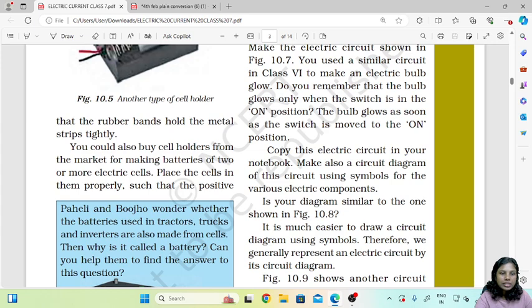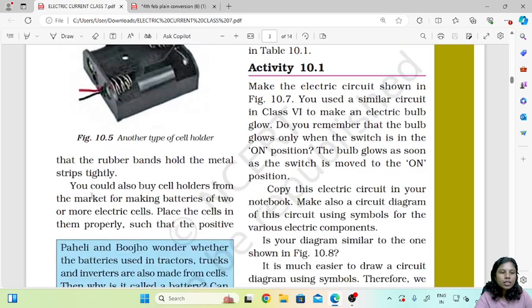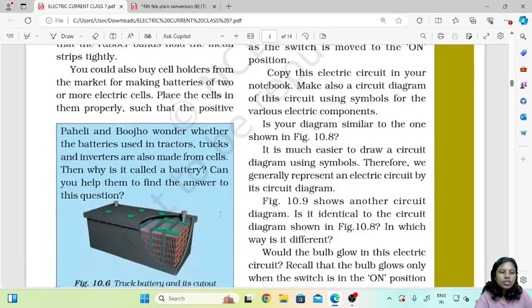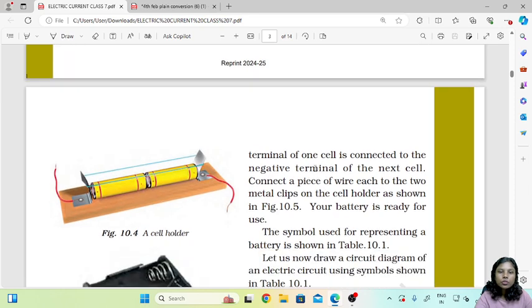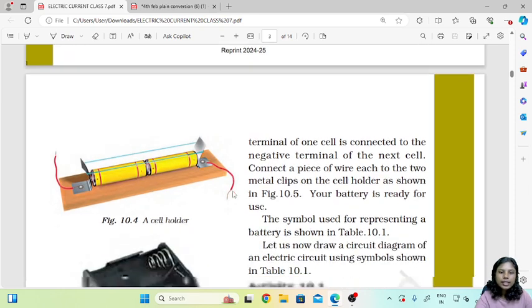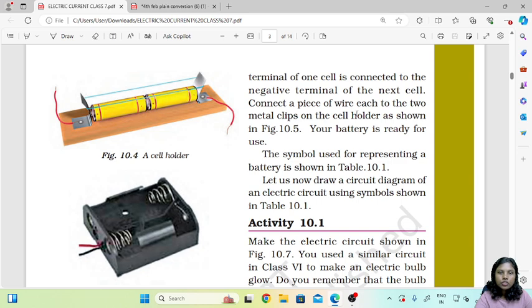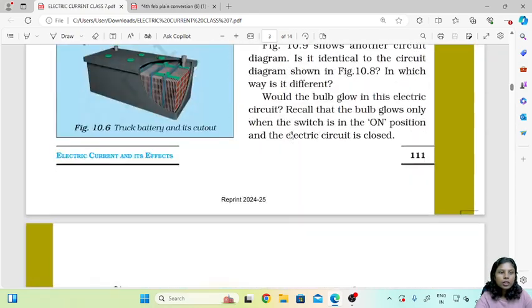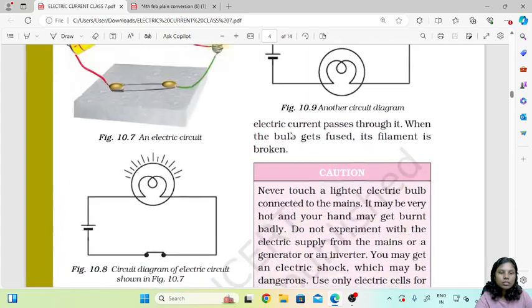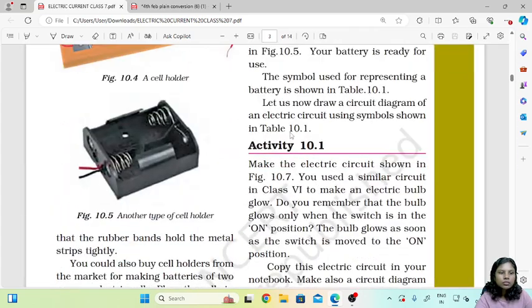You could also buy cell holders from the market for making batteries of 2 or more electric cells. So these are the cell holders. Place the cells in them properly such that the positive terminal of one cell is connected to the negative terminal of the next cell. Connect a piece of wire each to the 2 metal clips of the cell holder as shown in 10.5. So it is somewhat like this.